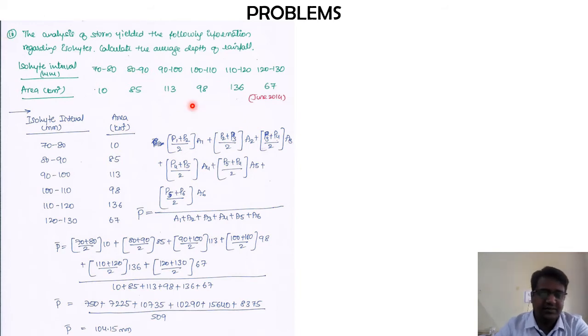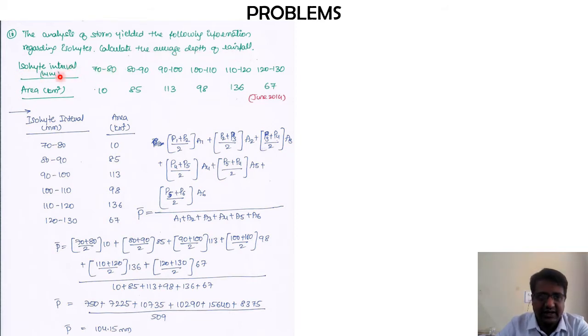Now this particular problem is the next type, for the isohyetal method. Again, we use the isohyetal method for determination of the effective areas or the mean precipitation over the catchment area. I'll read out the question, we'll understand, and then we'll go for the solution. The analysis of a storm yielded the following information regarding the isohyets. Calculate the average depth of rainfall.